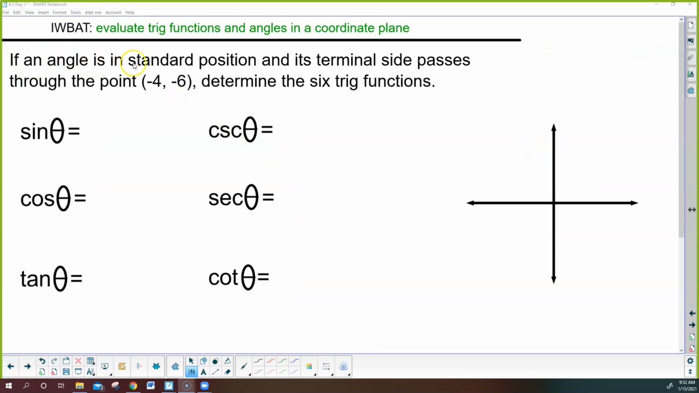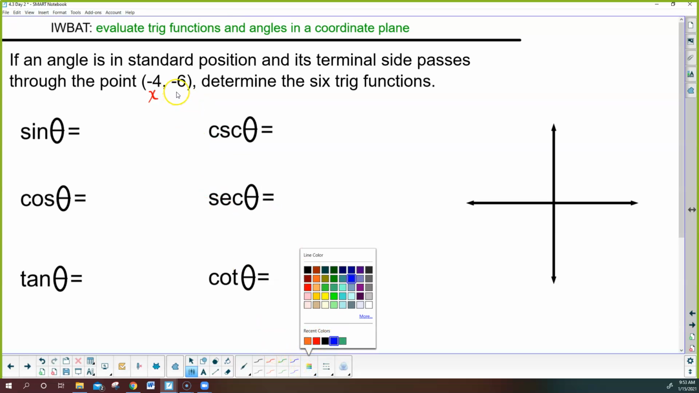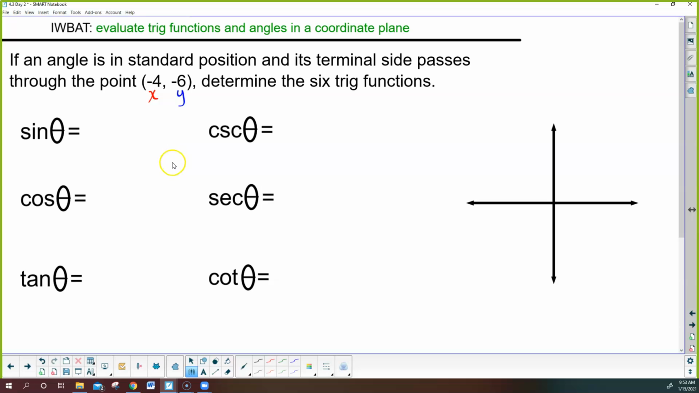So if an angle is in standard position and its terminal side passes through the point (-4, -6), well, when I see this, right away I'm thinking -4 is the x-coordinate and y is -6. If you've memorized, which I don't recommend, that sine is y over r, all you need to figure out is the radius, and you've got sine and then cosine and tangent. You can do this very quickly.